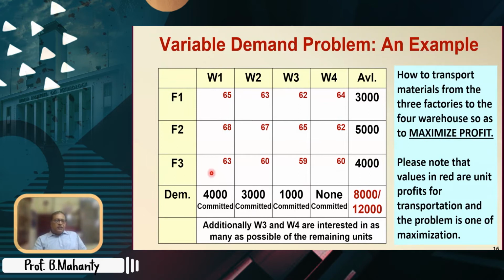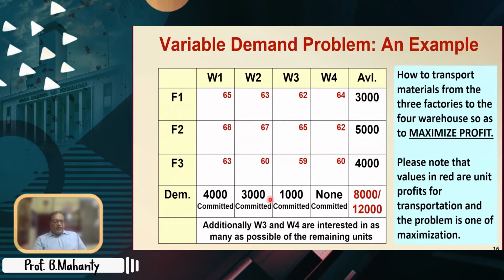See, the demand is interesting. W1 has got 4,000 committed. 3,000 committed is the demand for W2. W3 has 1,000 committed and W4 has none committed.